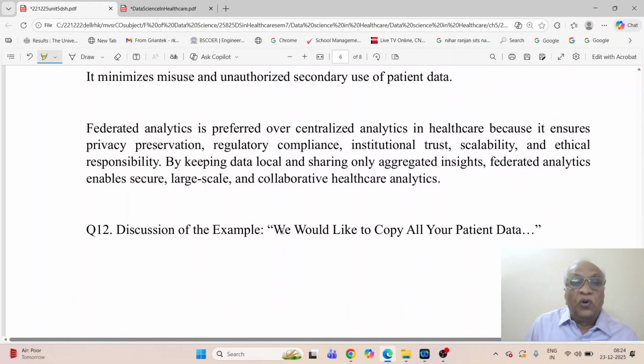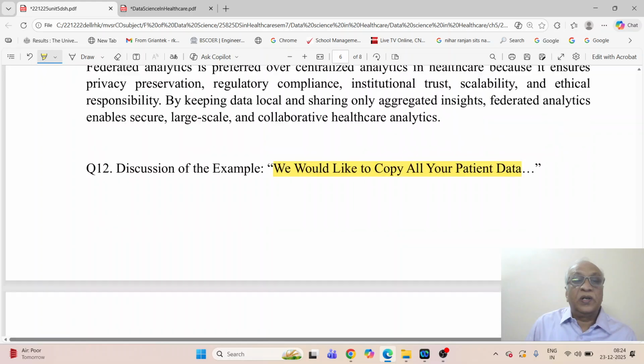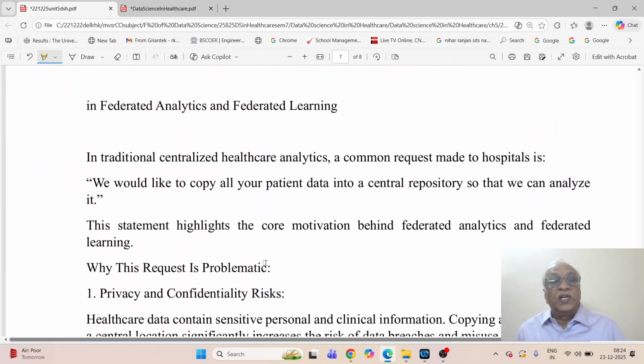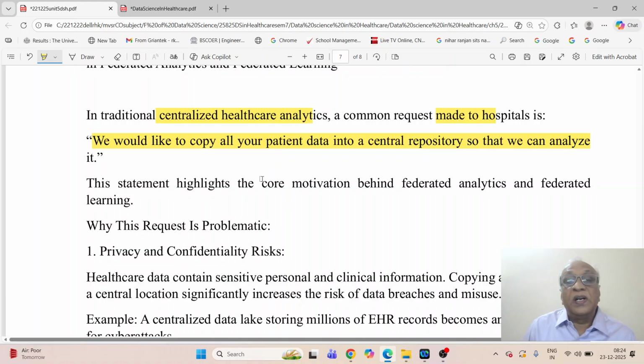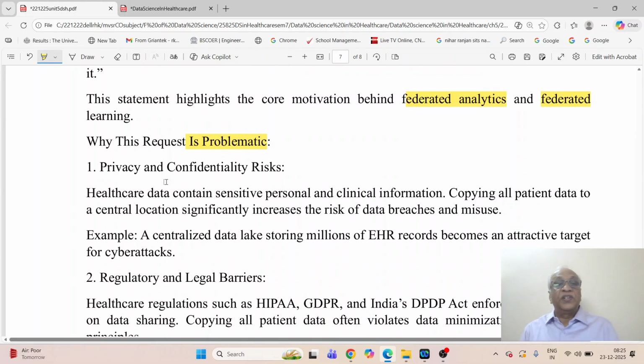Yeah, so I wanted to highlight this example. We would like to copy all your patient data. So let us say we have a centralized healthcare analytics system, and the request made to the hospital is we would like to copy all your patient data into a central repository so that we can analyze it. Now, this statement highlights the core motivation behind federated analytics and federated learning. Why is this request problematic? Because of privacy and confidentiality risks.